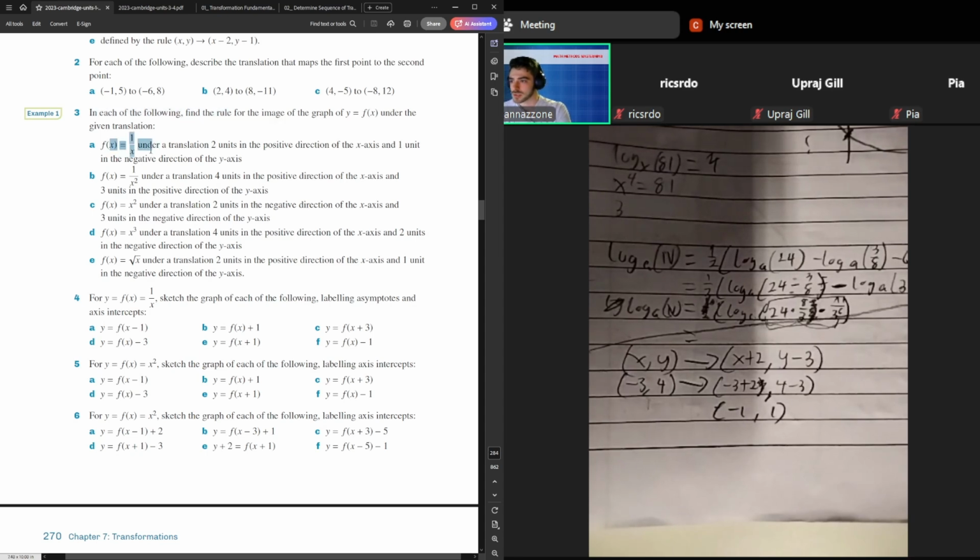So, question 3. You have a hyperbola. It's going 2 in the positive x, 1 in the negative y. What does that function now look like? If you're going to type it, then probably use brackets to make the fractions look a bit nicer.